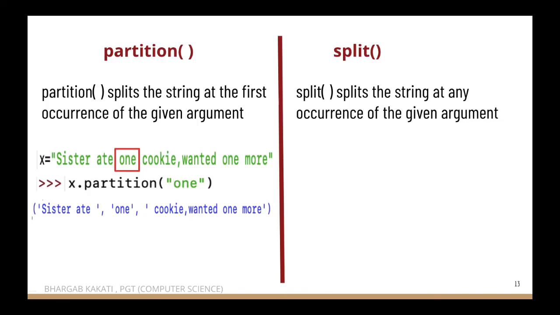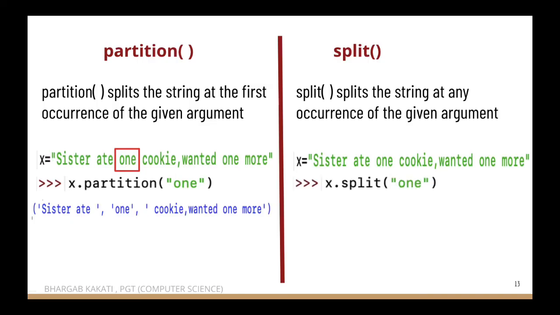It does not matter whether it is the first occurrence or the second occurrence. Wherever that substring occurs, at that moment splitting will happen. For example, if I write x equals "sister ate 1 cookie, wanted 1 more", in the next line if I write x.split(1), wherever 1 is present, at that moment the string will be split. So before 1 we have "sister ate"; the 1 itself will not come because the string is split at this point. Then we have "cookie, wanted", so it's the second element, and after that we have another 1, and after that we have "more", so "more" is a part of the output.